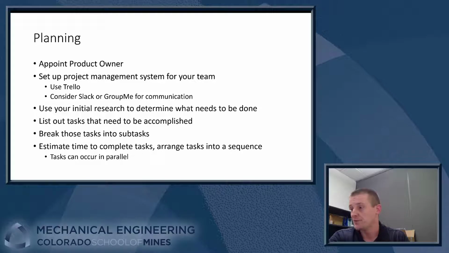All right. From there, you can use the initial research that you guys have done so far to come up with some broad milestones of things that are going to need to be done to complete this project, and start putting those in as tiles in Trello so that you have an idea of what are the major things that need to happen. All right, once you have those, you can start to break that into subtasks, and then you can estimate how long it's going to take for each of those subtasks or small tasks to be done, and start to arrange them in a sequence. Remember that tasks can occur in parallel, so you can be simultaneously working on some things, and that's okay because you have multiple teammates. You can assign out different tasks that way.